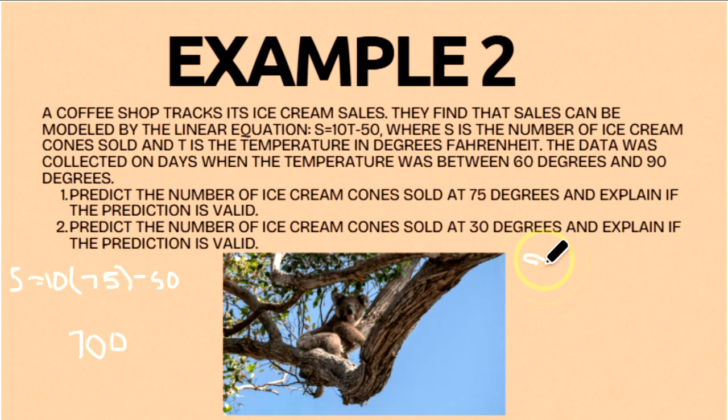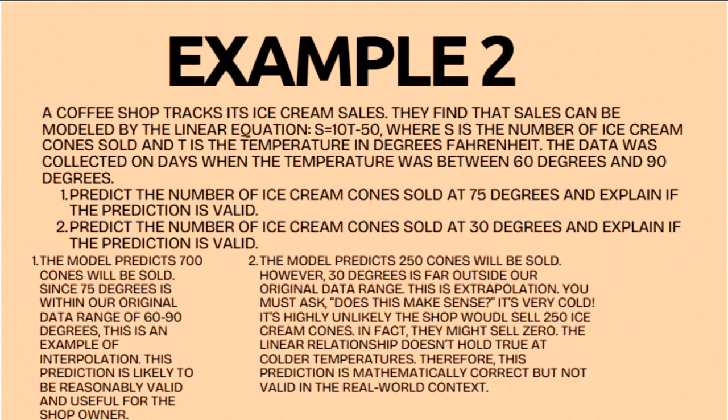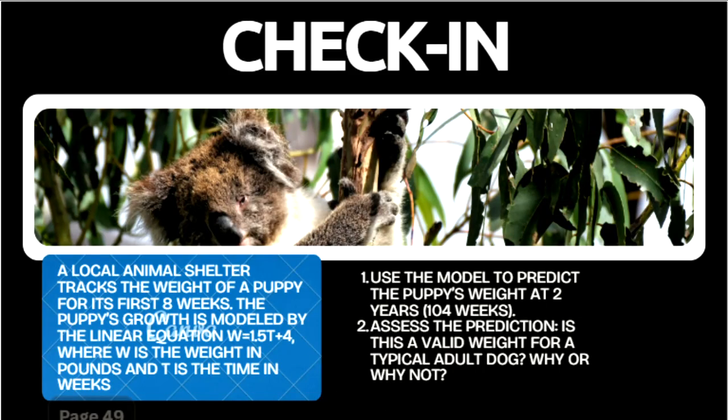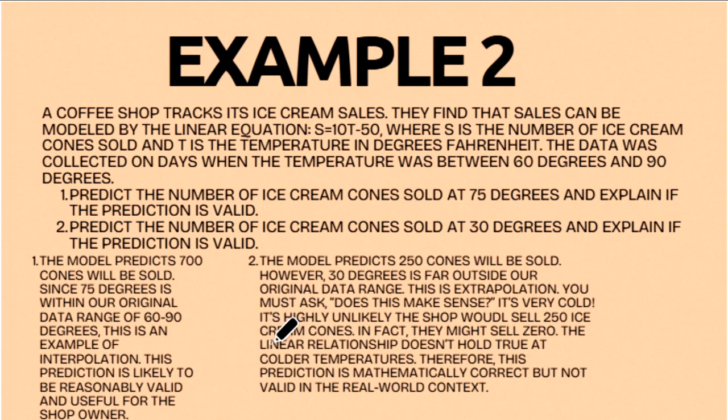Okay. Let's do it over here for when the temperature is 30. S is equal to 10 times 30 minus 50, which is going to give us 10 times 30, 300 minus 50, which is going to give us 250. Now, do you think they're going to sell 250 ice cream cones when it's 2 degrees below freezing outside? Probably not. They might not sell any ice cream. The important thing here was this prediction might be mathematically correct, but not valid in the real world.